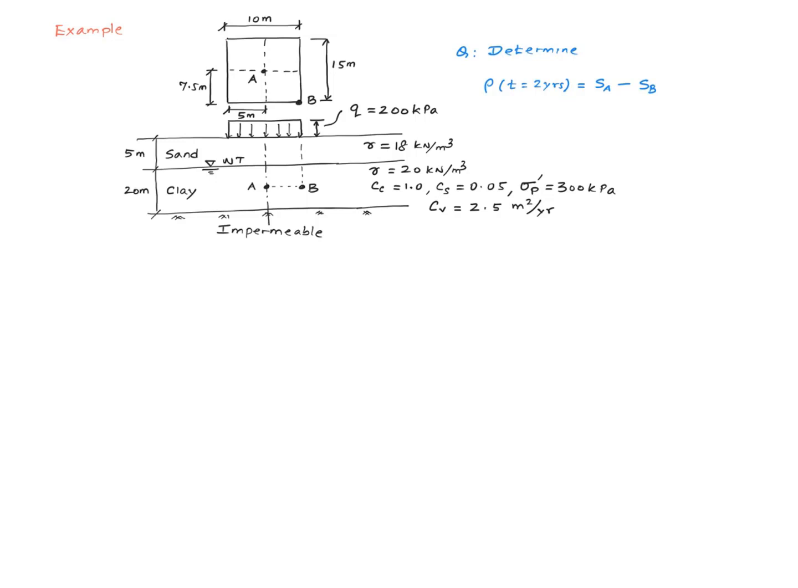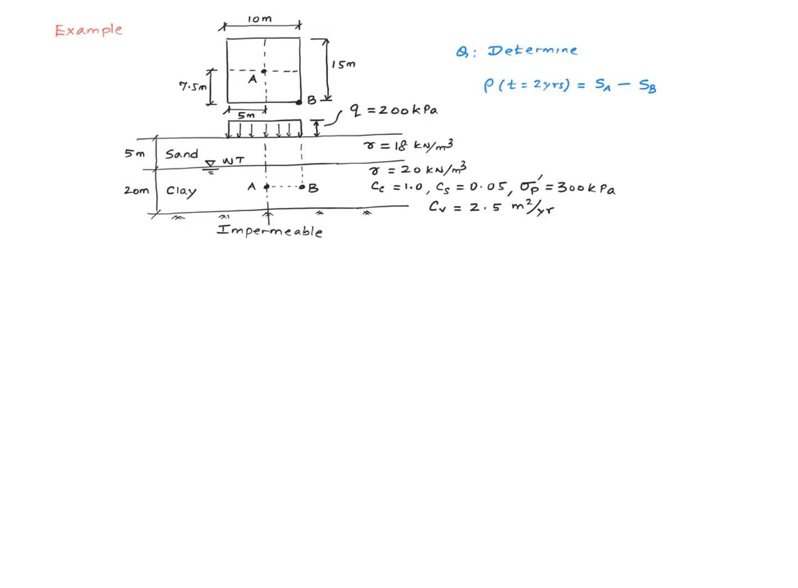of the load. So what's the approach? Well, we want to first calculate the ultimate settlements at points A and B, and then we want to calculate the average degree of consolidation at these points. From that, we want to calculate the settlements 2 years after at the 2 points, subtract one from the other to calculate the differential settlement.